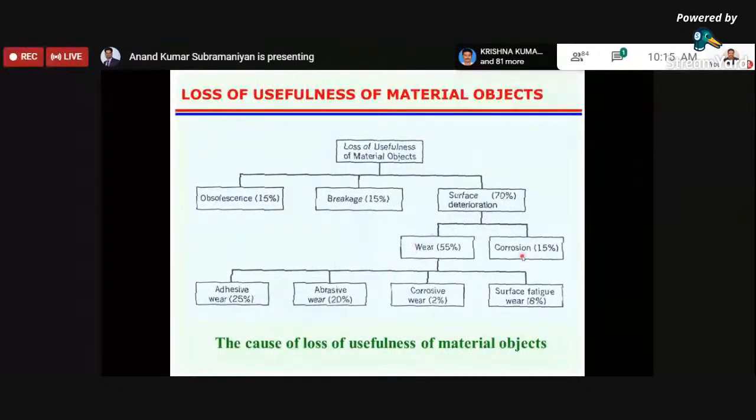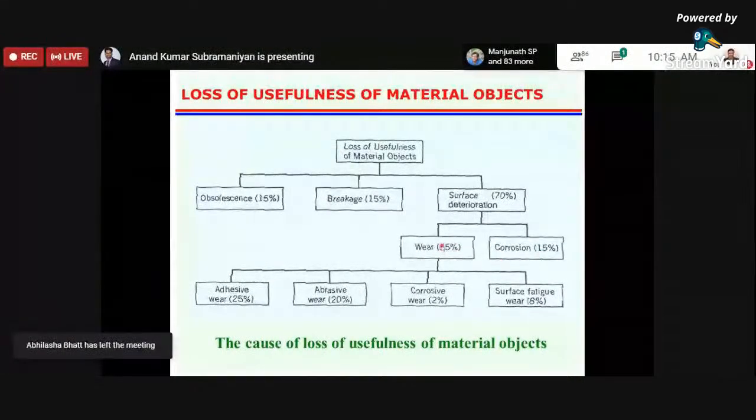such as wear and corrosion, which primarily start from the surface, and then start to deteriorate or damage the component, and then the usefulness of the component can be lost. So you can see that 70% of this survey comes under this category of surface deterioration. And when we classify them further, the wear or tribological damage amounts to roughly 55%, and the corrosion is 15%.